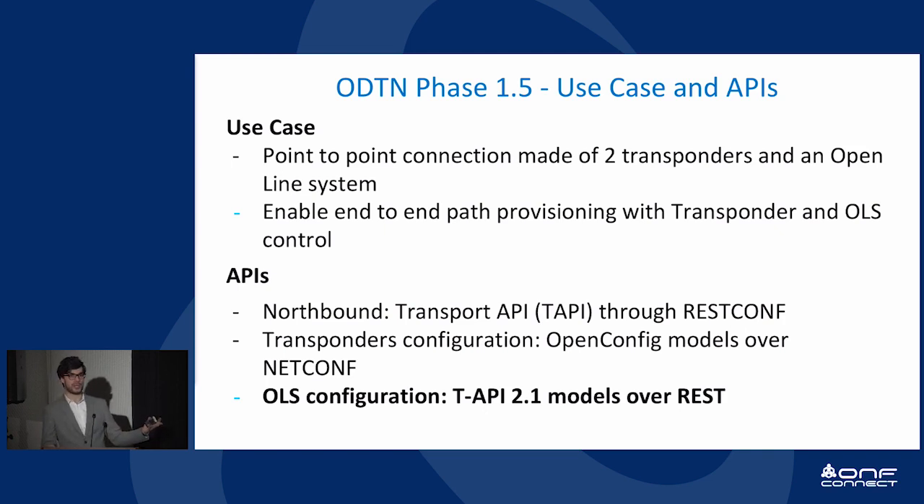Same northbound API, TAPI, same southbound API towards the transponder, OpenConfig, we're building on phase one. But we're using Transport API 2.1 over REST for the OLS. So we're asking the OLS vendors, which I will talk about later, to implement that Transport API. And some of them already have maybe an older version of the Transport API that they are exposing. We're asking for 2.1 because it exposes a lot of optical parameters, and Karthik is going to talk more about it later, through the photonic media, and we need those parameters to properly tune the end-to-end path.